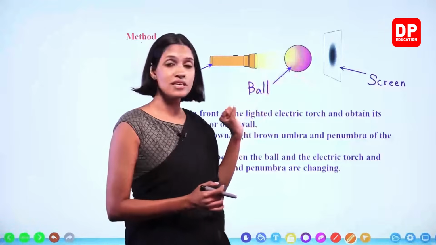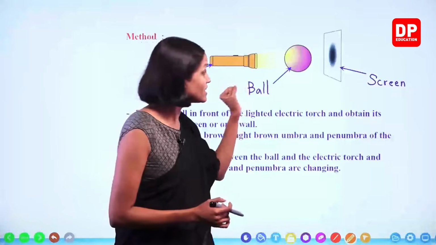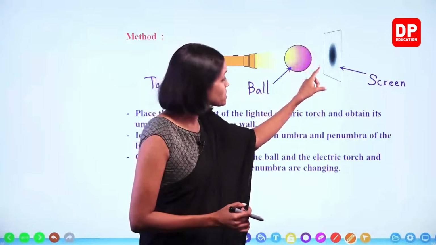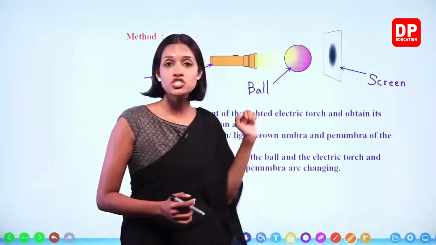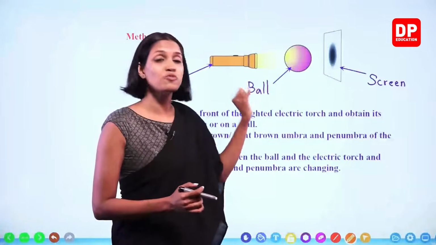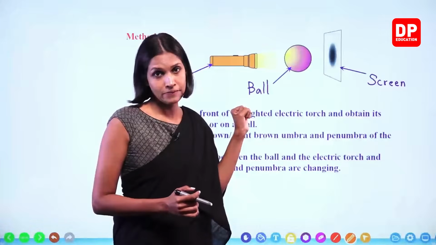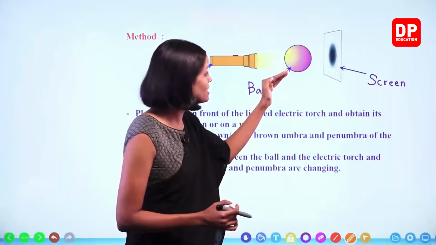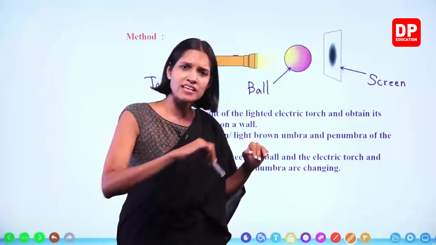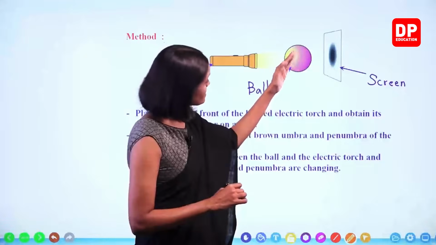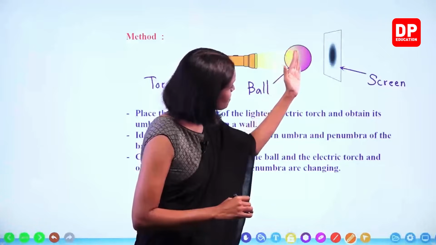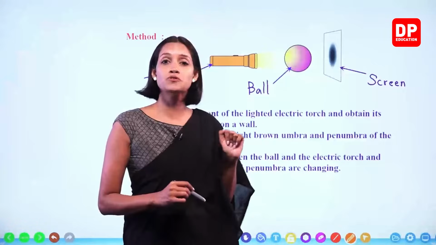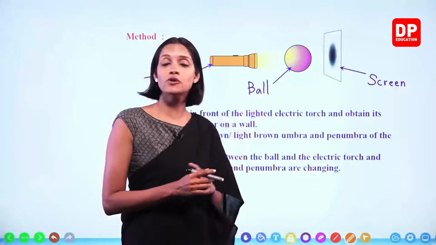So when you do this activity, if you observe very carefully, you are going to see two parts of this shadow. One part is very dark black in color. Right, children? It's a very dark color one. Outside, as an outline, there is a very light colored shadow also. Right? This is what we are going to observe.